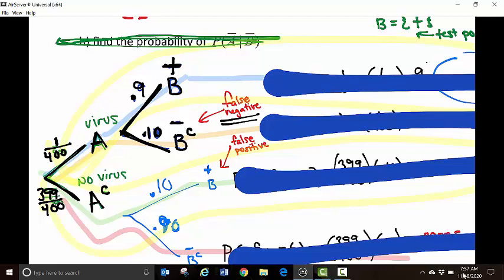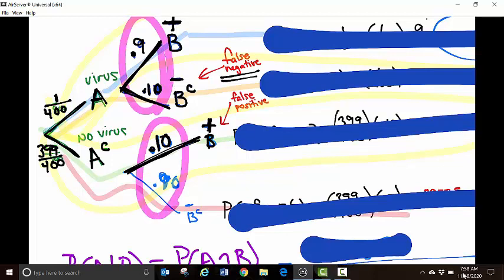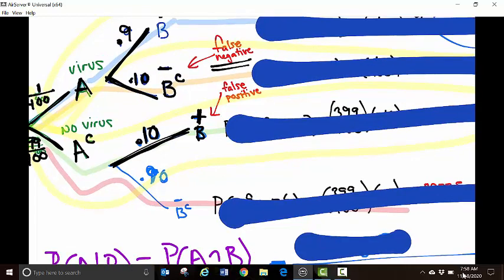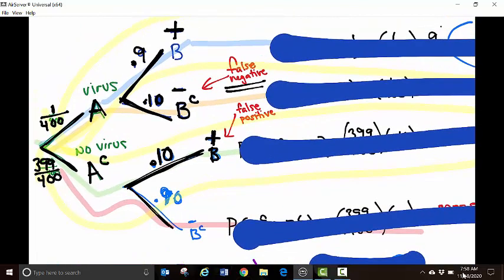Okay, so then that's the given part. Given you don't have the virus, the chance of getting a positive test, that would be a false positive, is 10%. The fact that these numbers are the same but switched is just a coincidence. Doesn't always work that way. Okay. And the chance of getting a correct negative, right, no virus, is 90%.